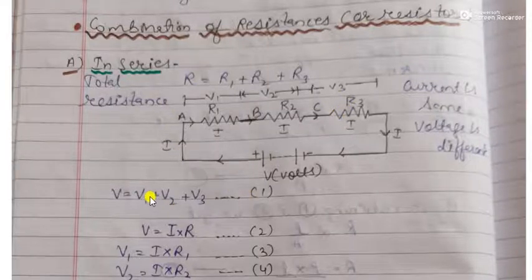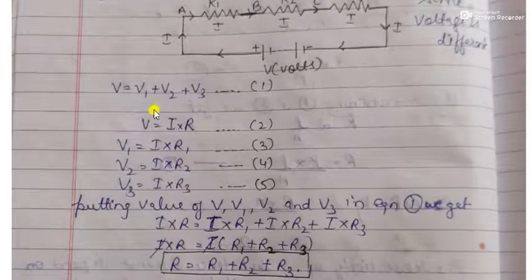Okay, students. So the total potential difference V can be obtained by adding all the potential differences across the circuit. That is V = V1 + V2 + V3. This is equation 1. Now we know that potential difference is directly proportional to current, and from Ohm's law we obtained V = IR. Now we will put the values of V1, V2 and V3 in equation 2, and we will obtain V1 = IR1, V2 = IR2 and V3 = IR3.